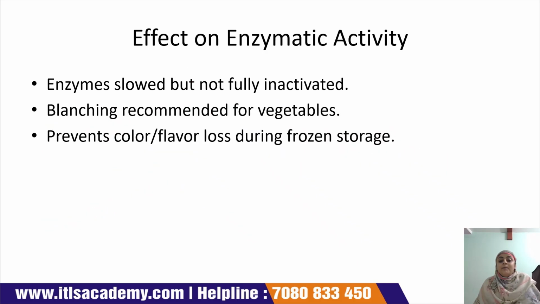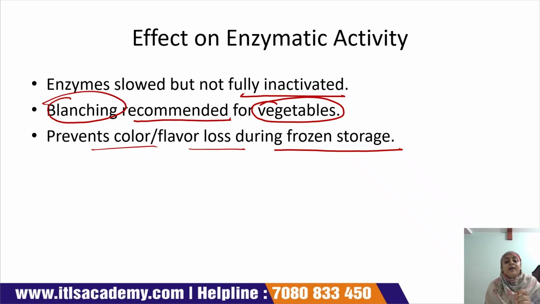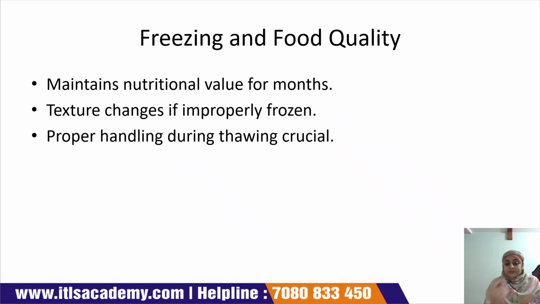Effect on enzymatic activity. Enzymes are slowed down but not fully inactivated. The enzymatic reactions are slowed down, but you cannot say that they are fully inactivated. Blanching is recommended for vegetables. If you preserve vegetables by the freezing method, you have to blanch them. It can prevent color and flavor loss during frozen storage. If you blanch the vegetables, it can prevent their color and flavor from being lost during the frozen stage.